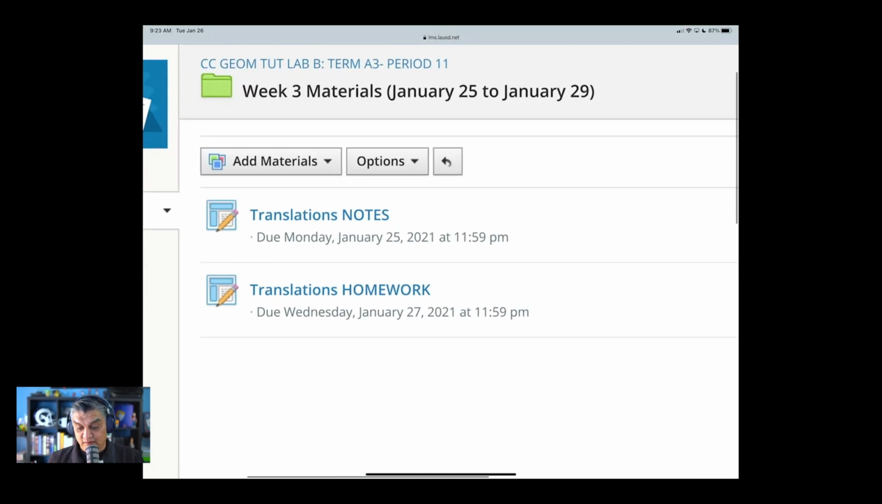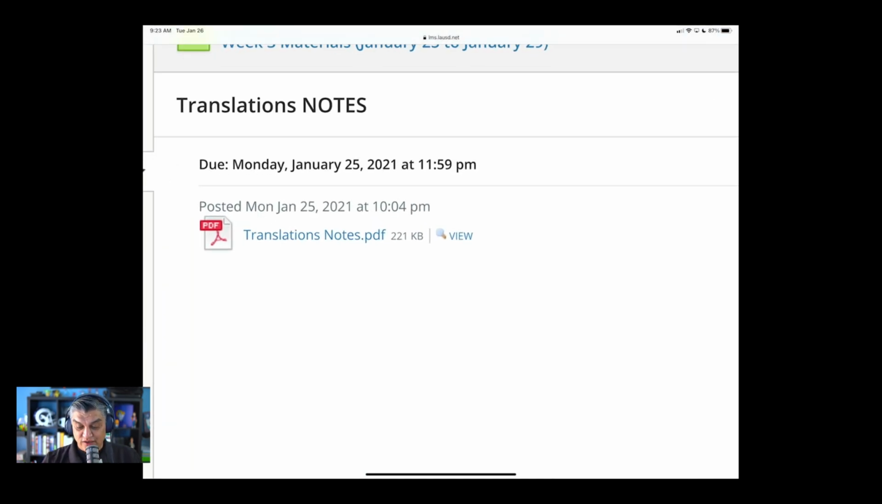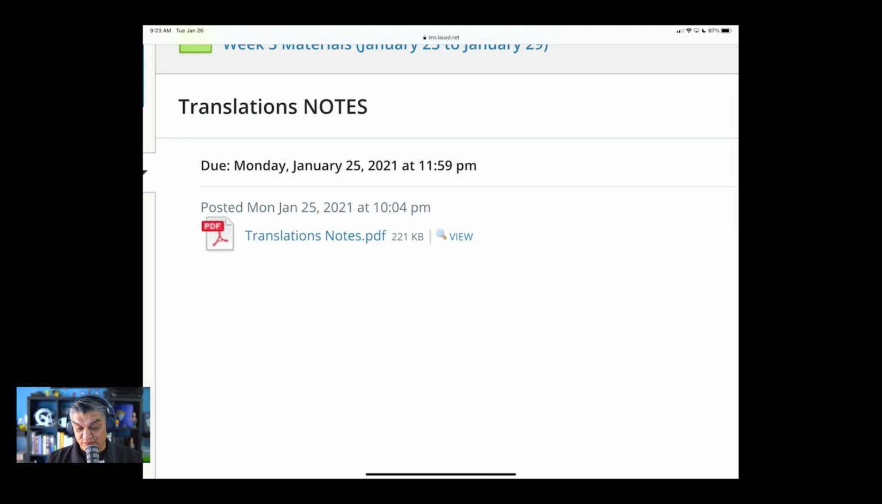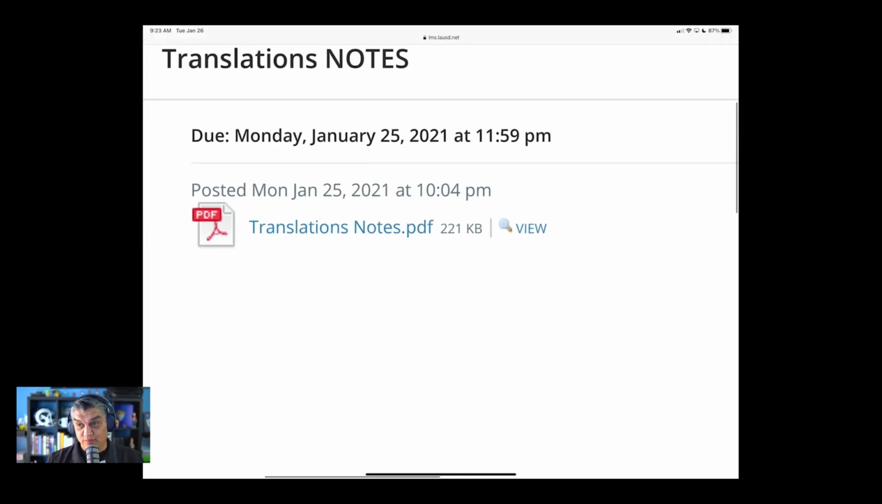So if you look here, we have translations notes, which we're going to start taking right now. And we have translations homework. Now, I finally did it, guys. If you click on notes, oh, wait. It's not showing up here. If you click on notes and you're in Google Chrome, for some reason I'm not in Google Chrome, it should say on the side of it, open with Kami. So you will be able to open your notes with Kami now.